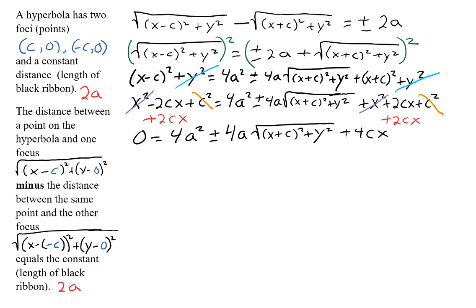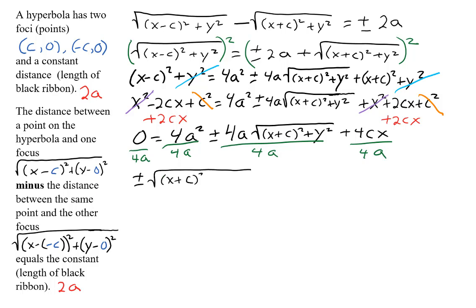There's a lot of 4's and a's in there. I'm going to divide everything all the way through by 4a. This cancels out the 4a on the radical and leaves it just plus or minus the radical. I'm going to move that to the left-hand side to get it alone. So we have plus or minus the square root of x plus c quantity squared plus y squared equals a plus c over a times x.